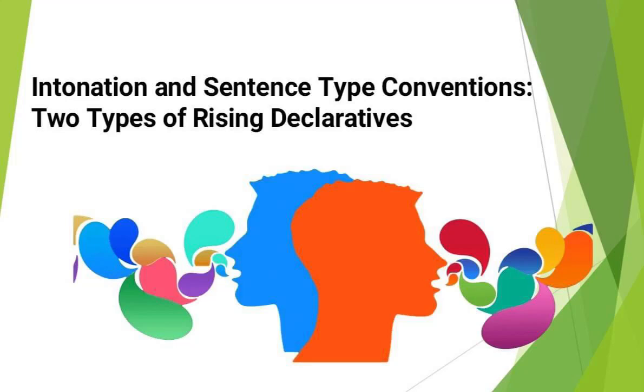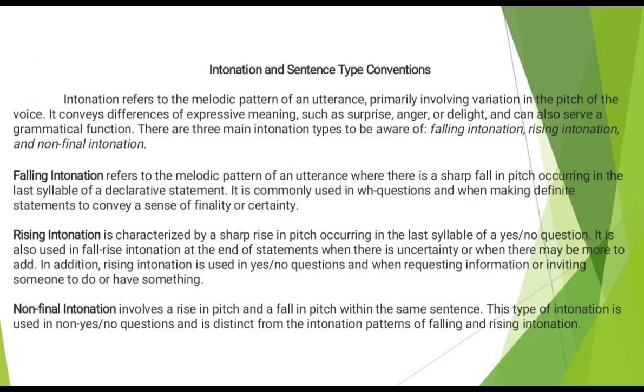Hi! Today we're going to talk about intonation and sentence type conventions with the two types of rising declaratives. Intonation refers to the melodic pattern of an utterance, primarily involving variation in the pitch of the voice. It conveys different expressive meanings such as surprise, anger, or delight, and can also serve a grammatical function.